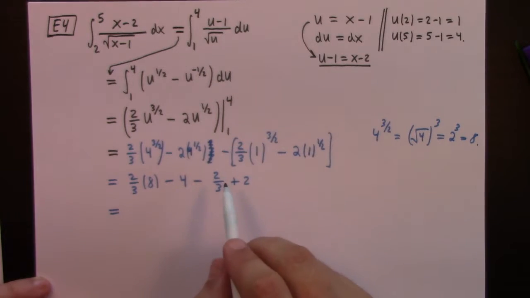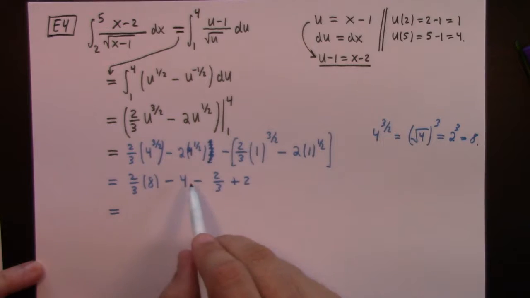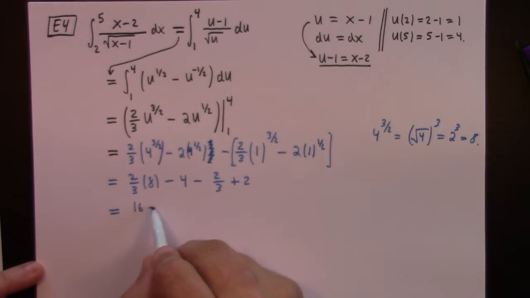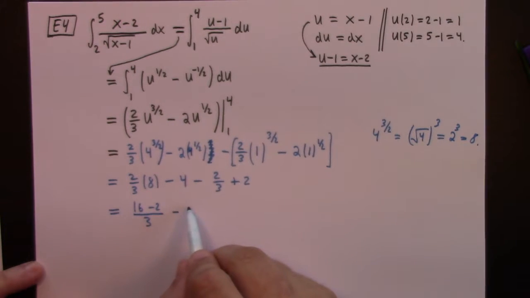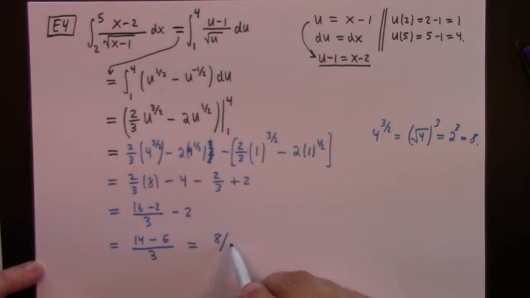So let's see here. That is 16. Oh, goodness gracious. 16 minus 2 over 3 minus 2, otherwise known as 14, minus 6 over 3, aka 8/3.